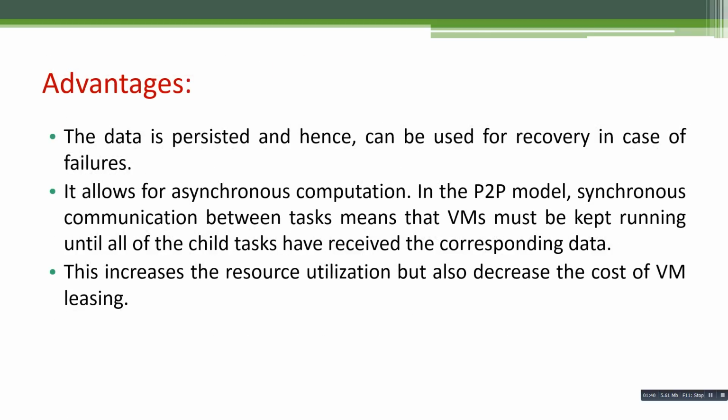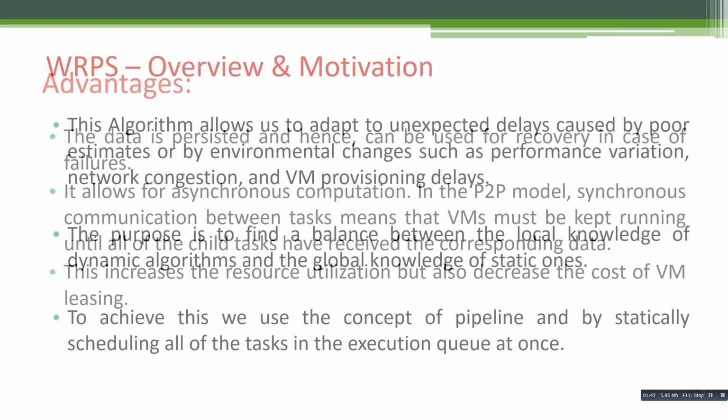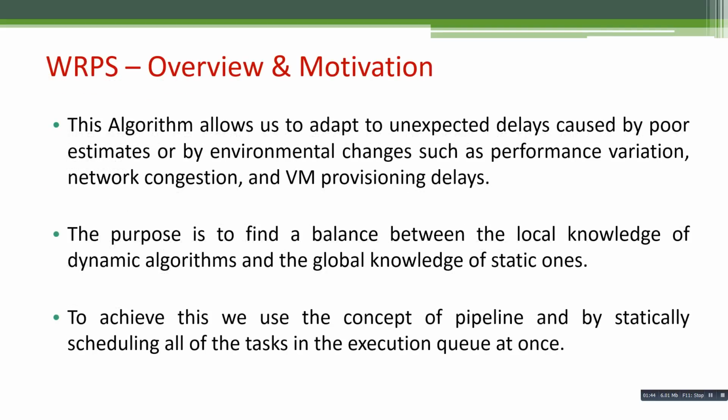So when it comes to implementation of the algorithm, before implementation, I would like to talk about the overview and the motivation a bit. Here, this algorithm allows us to adapt to unexpected delays caused by poor estimates or by environmental changes such as performance variation, network congestion, network failure, and VM provisioning delays, etc. The purpose is to find the balance between the local knowledge of dynamic algorithms and the global knowledge of static algorithms. To achieve this, we use the concept of pipeline, and by statically scheduling all the tasks in the execution queue at once.